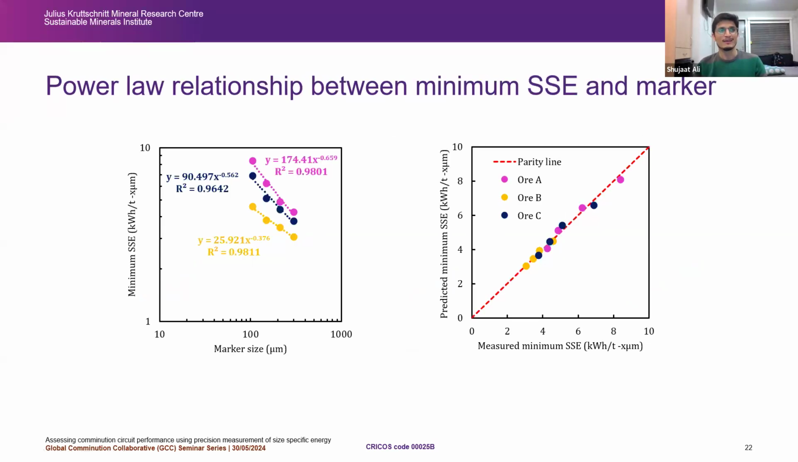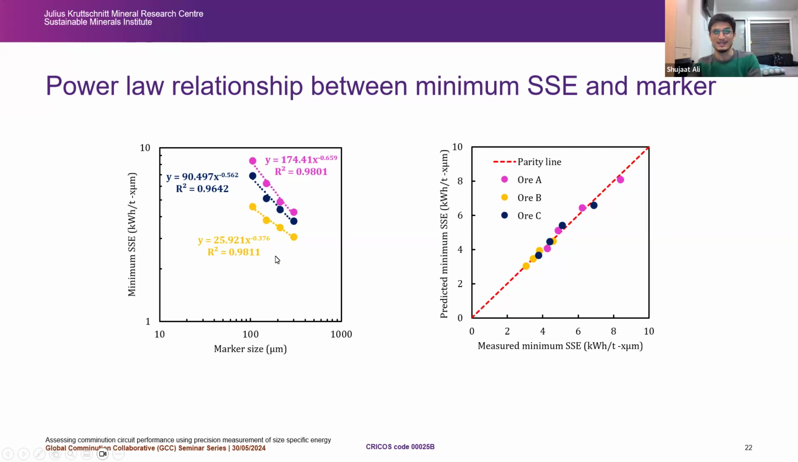And then the third step was that we had those known marker sizes, and I just tried to plot the relationship between minimum size specific energy and the marker sizes, and see how they basically add up. And I tended to predict it backward as well. So I found a really good power law relationship between all of them for all those three different types. And you see there is a size dependency. It's very interesting that three different ores are basically different from each other in terms of size specific energy.